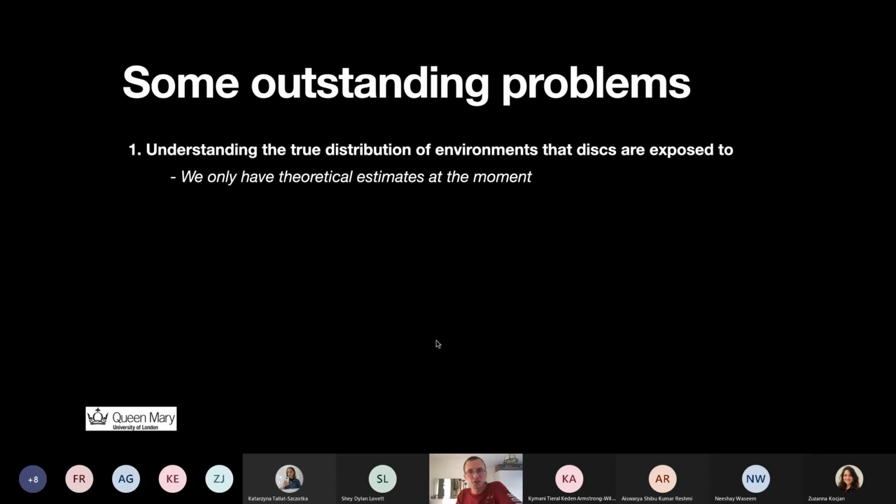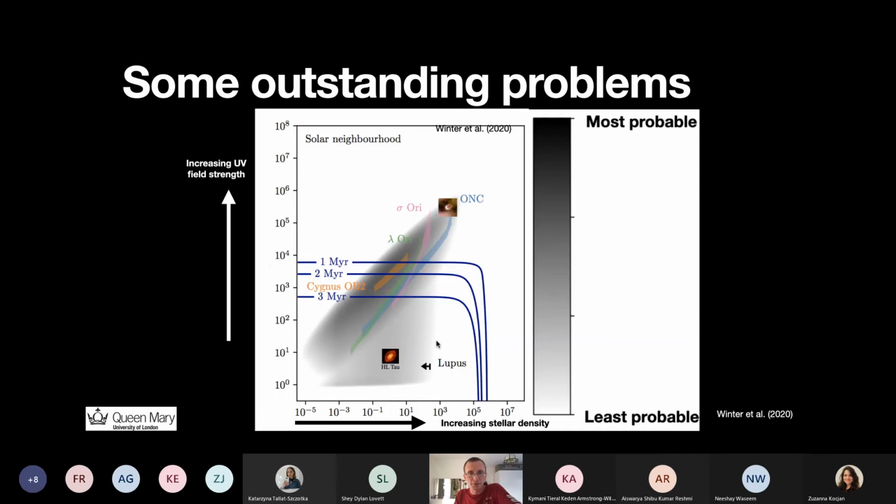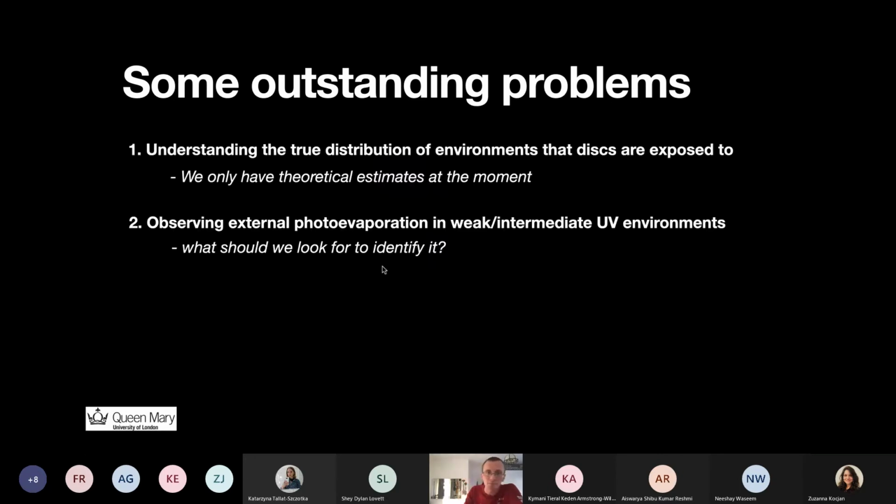Everything I've shown you so far was, in that regard, theoretical. So we had this stuff from Andrew Winter. This distribution is theoretical. It's saying these are relatively rare and these are relatively rare, but is that true? So we need to ideally observe this kind of distribution directly. So that's problem number one.